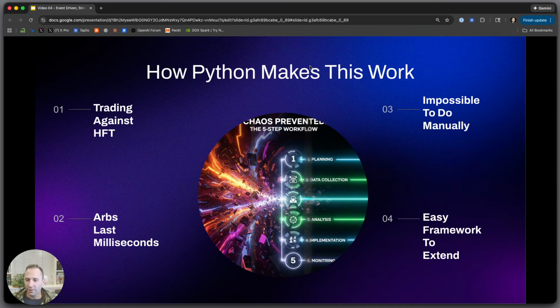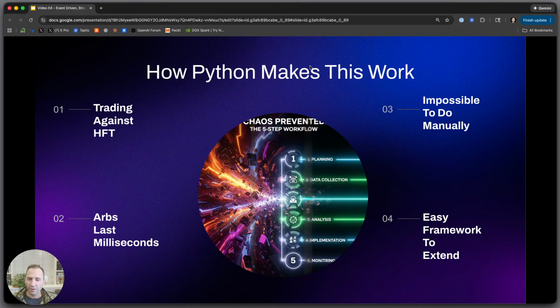The other thing is that arbs last milliseconds, so you have these opportunities that are very, very fleeting. This is absolutely impossible to do manually. You cannot do this type of trading manually. But the best part of the code I'm going to show you is this is an easy framework to extend. You can use any sort of currency pair.